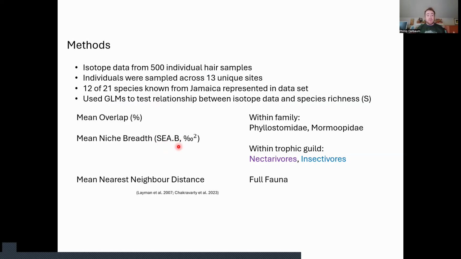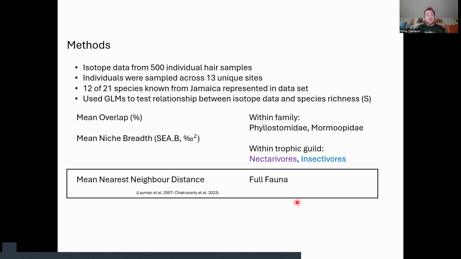So I looked at whether there's a relationship between niche breadth, how broad an animal's isotopic niche is, and species richness across the communities, and also mean nearest neighbor distance, which is one of these community-wide measures of isotopic structure. I looked at this across three different scales of what we would consider a community: within family, the two most represented families, Phyllostomids and Mormoopids; within trophic guild, nectarivores and insectivores; and across the full fauna.